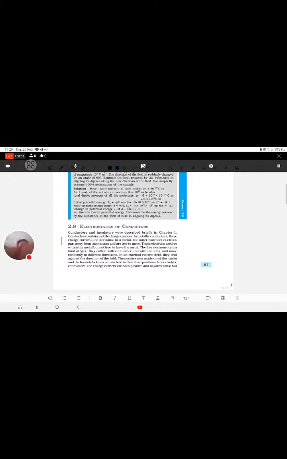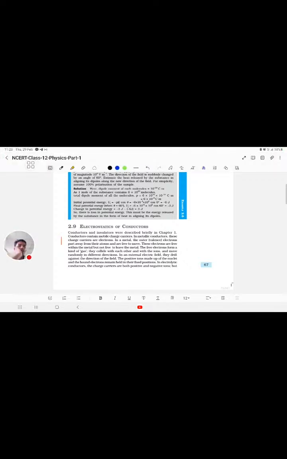In metallic conductors, these charge carriers are electrons. In a metal, the outer electrons, that is the valence electrons, part away from their atoms and are free to move. These electrons are free within the metal but not free to leave the metal. The free electrons form a kind of gas. They collide with each other and with the ions and move randomly in different directions.